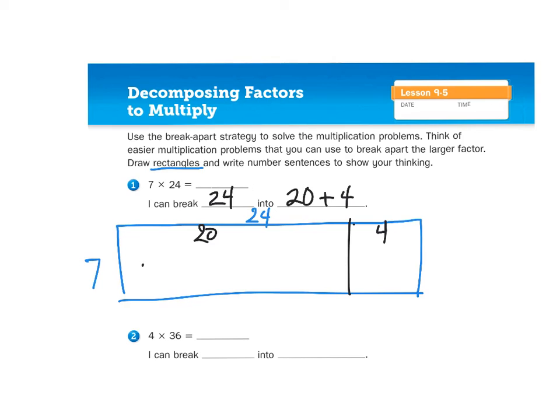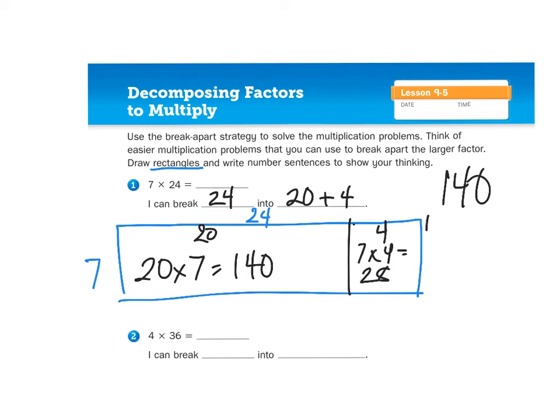20 times 7 equals 140, because 2 times 7 is 14 with one more 0. And then 7 times 4 is 28. 140 plus 28 is 168. Please show your work on this page. Please draw a box, please split up the box, and please write these multiplication problems inside.